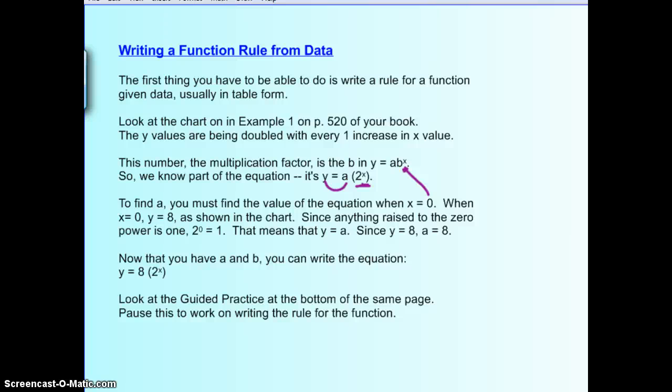All right, I want you to try one now. So look at the guided practice at the bottom of the same page. I want you to pause this slideshow and try to write the rule for the function. Okay, give everybody some time to do it, and then you can restart this and I'll walk you through it.